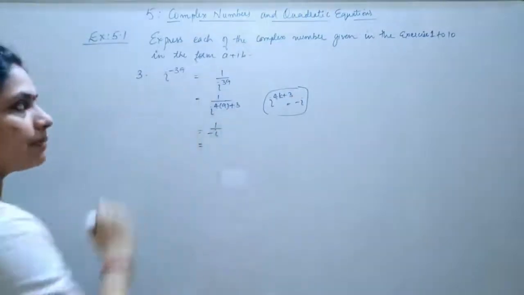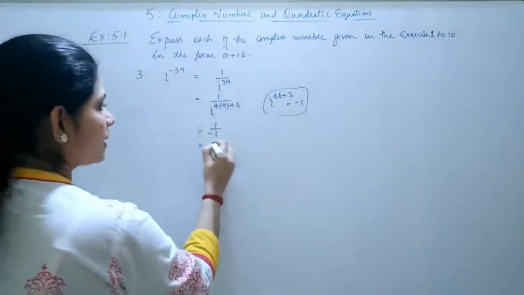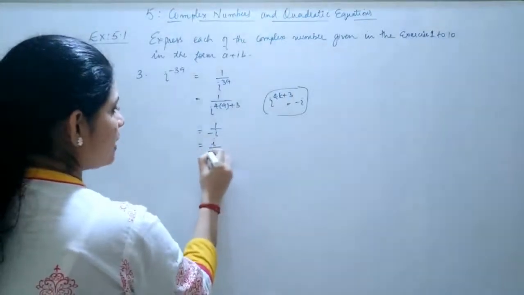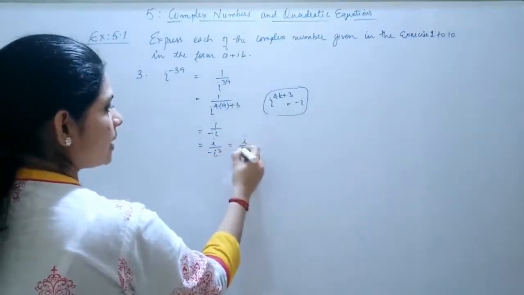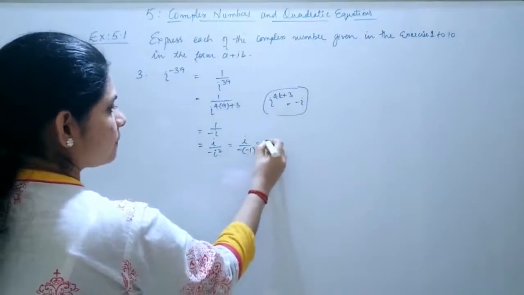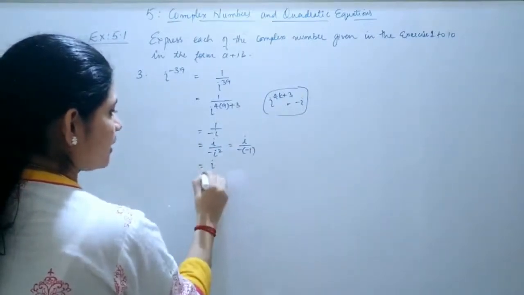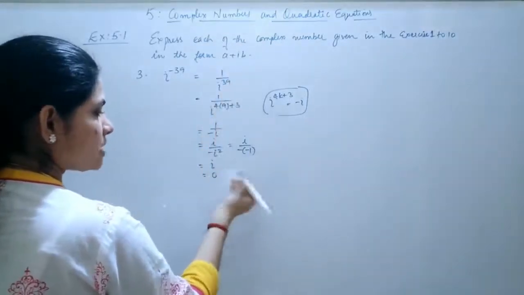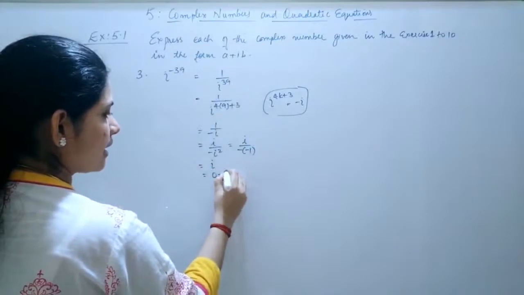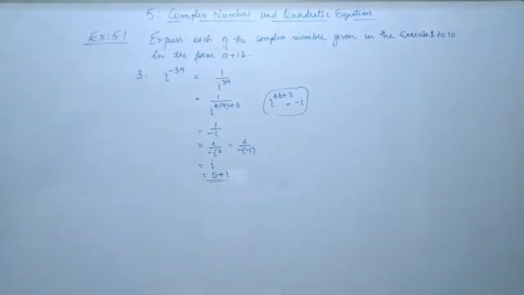Again, it is not in the form a plus ib, so we multiply and divide with i. So I will get i by minus i square. Again, i square is minus 1, so we will get i by minus of minus 1, which is i. Again, i should be written in the form a plus ib. The real part is not there, so it is 0 plus i, where i means 1 into i. Okay, so this is your a plus ib form.